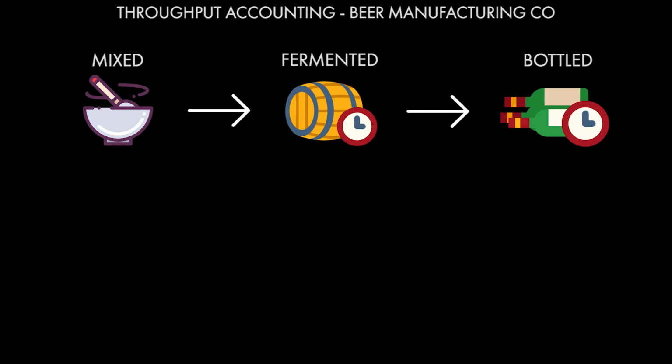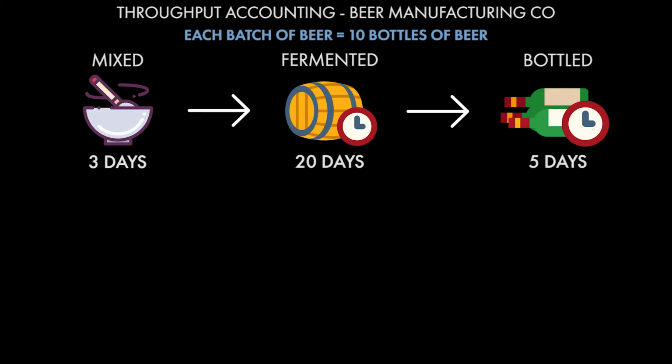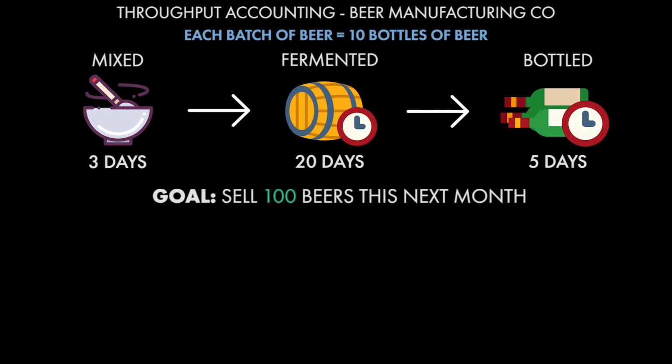Each batch of beer takes about 3 days to mix, 20 days to ferment, and 5 days to bottle. And each batch of beer is around 10 total bottles of beer. Now our goal is to sell 100 beers this next month. What's our bottleneck? Without doing the math that throughput accounting teaches us, it's pretty tough to say what's going to be our bottleneck. So let's go through the math that throughput accounting is really based on.